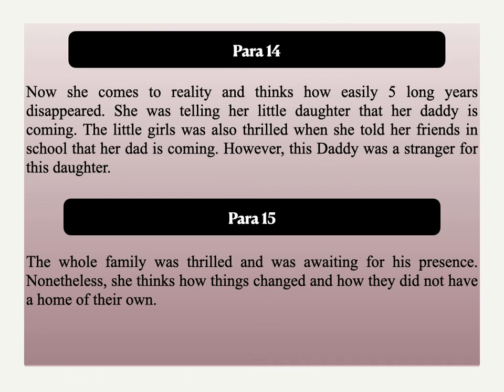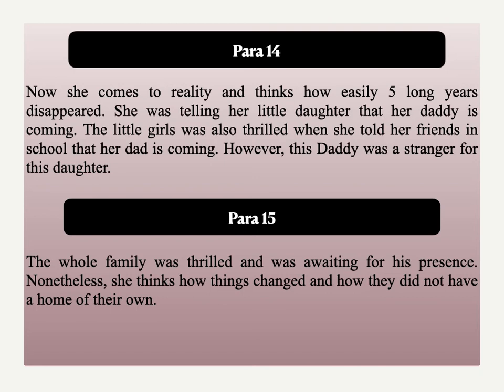Moving on to para 14, now she comes to reality and thinks how easily 5 long years have disappeared, because now he is returning from jail. So they haven't met each other during this long period. She was telling her little daughter that her daddy is coming. So this is surprising news for the daughter. The little girl was also thrilled when she told her friends in school that her dad is coming. However, this daddy was a total stranger for this daughter. Because the girl has never seen this man, he remained a stranger and she knew him only through a photograph.